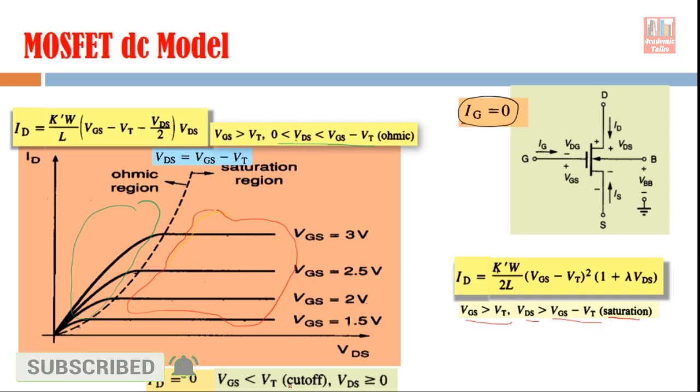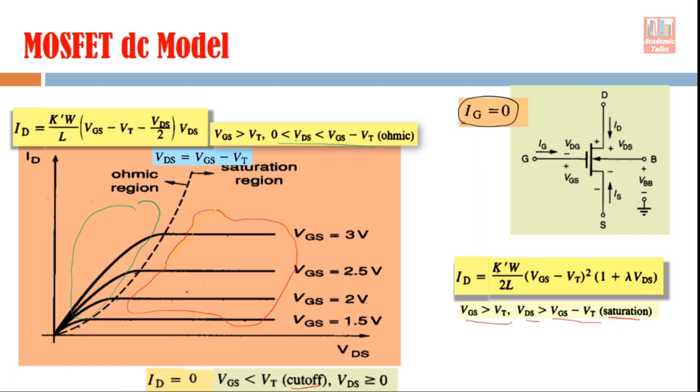Cutoff region comes into play when your gate source voltage is less than threshold voltage. So then we are in the cutoff region, and when this condition appears, at that time drain current is 0, because in this particular condition when gate voltage is less than VT, no channel formation takes place, so drain current is 0, right?